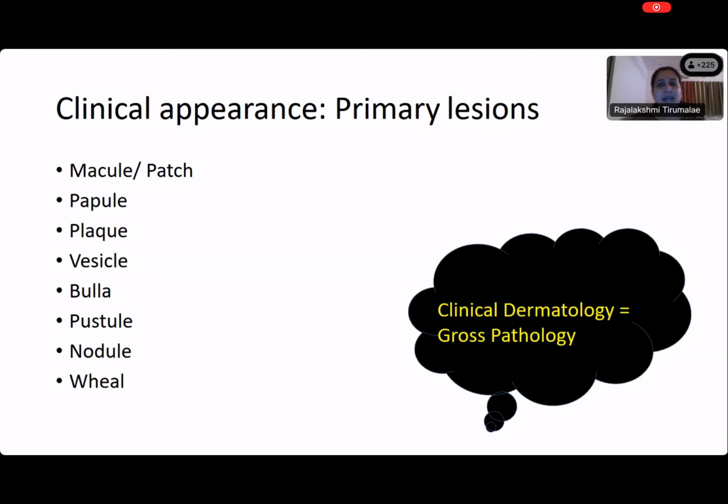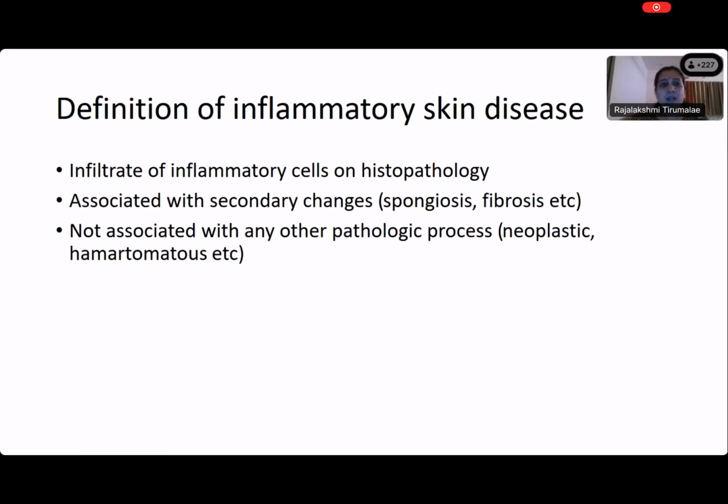Now, having said this, what exactly is an inflammatory skin disease? Basically, these are diseases which are characterized by a significant infiltrate of inflammatory cells on histopathology, which may be associated with secondary changes, but not associated with any other pathologic processes. For example, you can have a significant amount of inflammatory infiltrate in diseases like Bowen's disease or actinic keratosis. That doesn't make it an inflammatory skin disease.